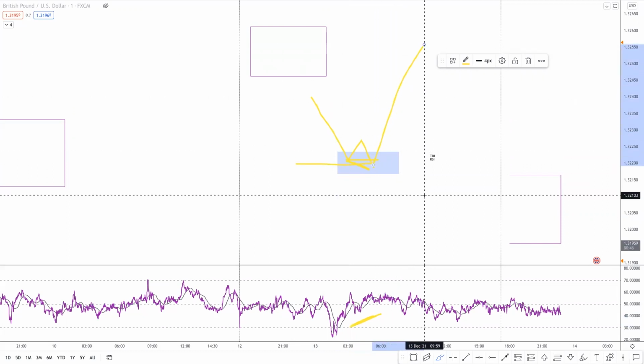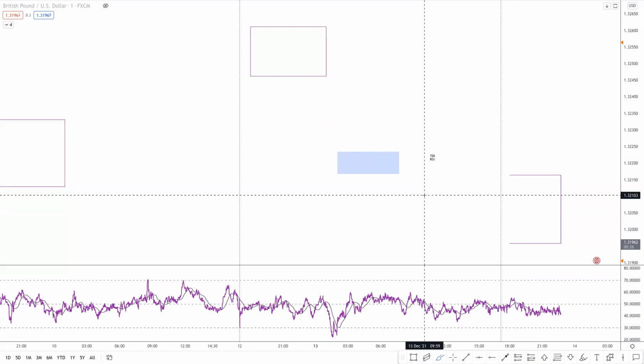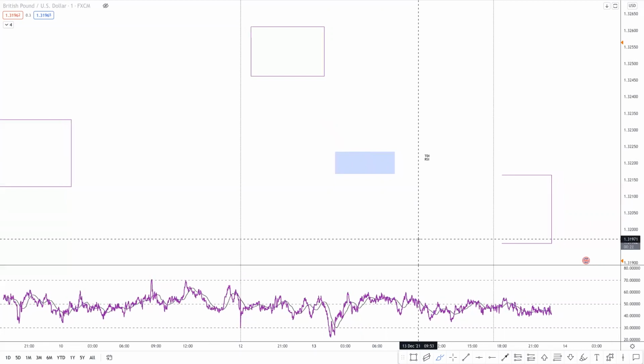I cannot emphasize enough that divergences within POIs are extremely effective, and they'll even help you out with refining your entries within those POIs. Right, and so going into more of that, refining your entries and everything like that, I know a lot of people like to have POIs on the 1 minute, the 15, but then also the 4 hour. So is there a big difference between high time frame POIs and lower time frame POIs?